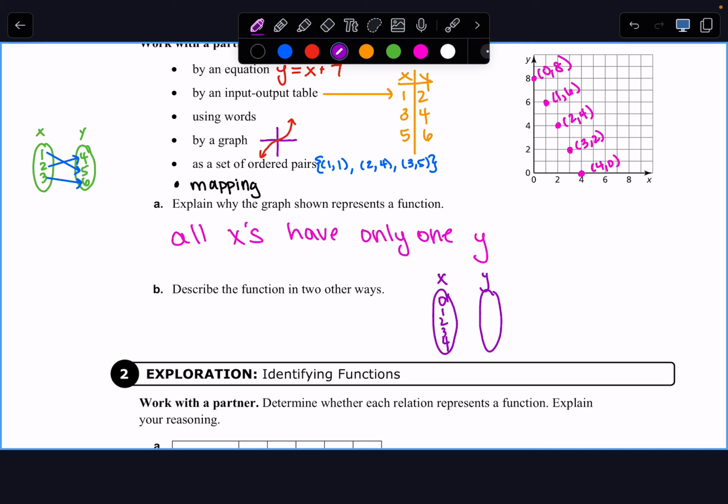Our y coordinates up there are what? 0, 2, 4, 6, 8, right? So what we can do is say, I have the coordinate 0, 8, so I'm going to connect 0 and 8 with an arrow. We have the coordinate 1, 6, so I'm going to connect 1 and 6 with an arrow. 2 and 4 gets connected with an arrow. 3 and 2. 4 and 0.